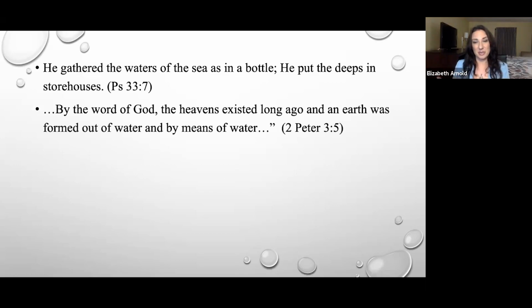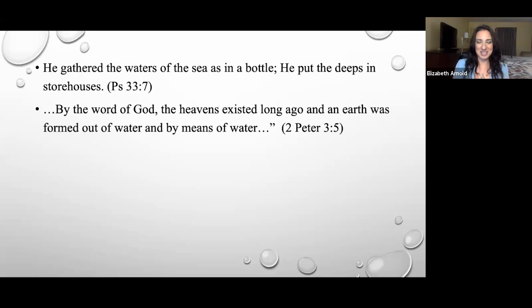Even in the New Testament, the writers will revisit this notion. And in Second Peter, which is one of the very latest, in fact, it's often assumed to be the very last New Testament document to be written, Peter writes, "By the word of God, the heavens existed long ago, and an earth was formed out of water and by means of water."